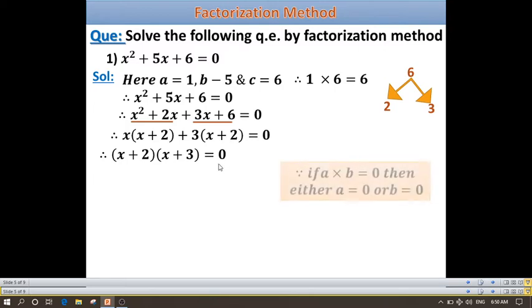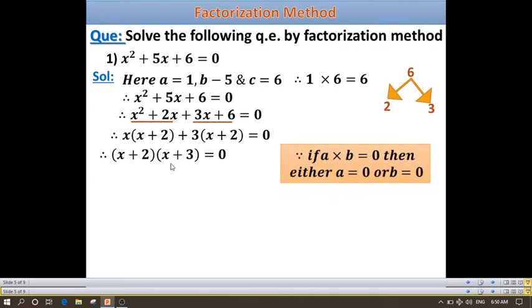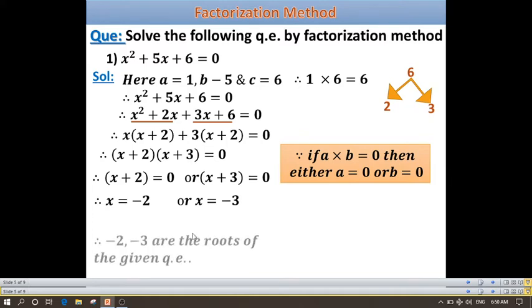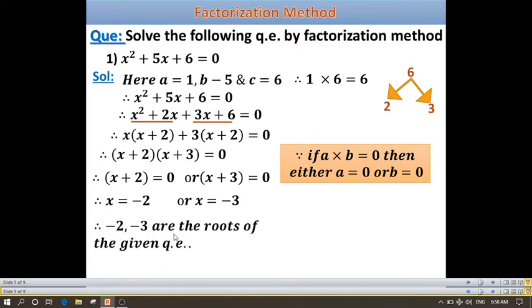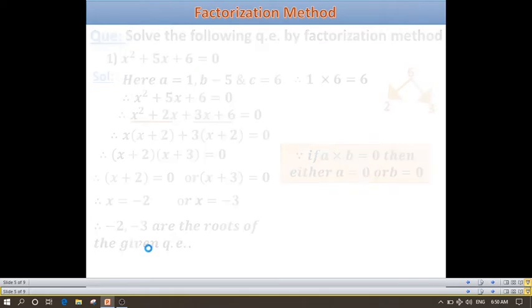Now product of two linear factors is equal to 0 means at least one must be 0. So x plus 2 is equal to 0 or x plus 3 is equal to 0. So x is equal to minus 2 or x is equal to minus 3. Therefore minus 2 and minus 3 are the roots of the given quadratic equation. Take the second example.